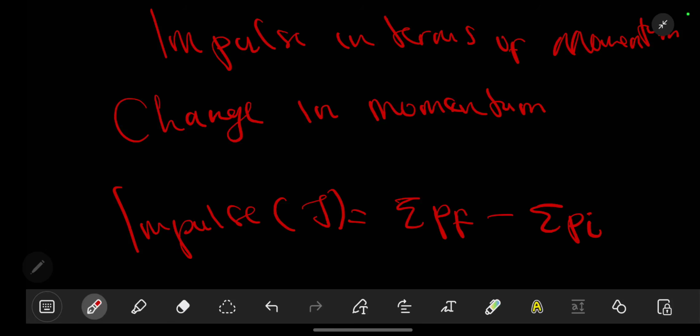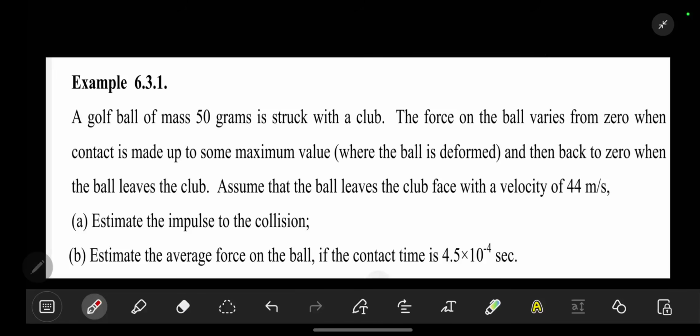So let us answer a question. We are told a golf ball of mass 50 grams is struck with a club. The force on the ball varies from 0 when contact is made up to some maximum value where the ball is deformed, and then back to 0 when the ball leaves the club. Assume that the ball leaves the club face with a velocity of 44 meters per second. Estimate the impulse of the collision.